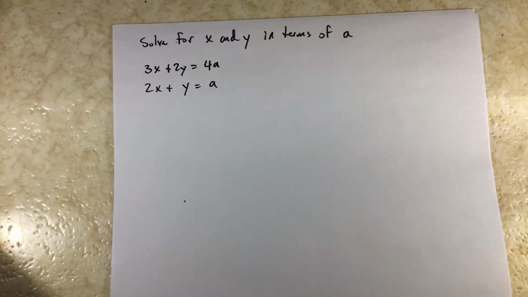You have to carry around the answer a, and your answers for x and y should be in terms of a. So 2a, 5a, 1/2 a, 6a plus 5. I don't know, whatever. But they would be solved in terms of a.